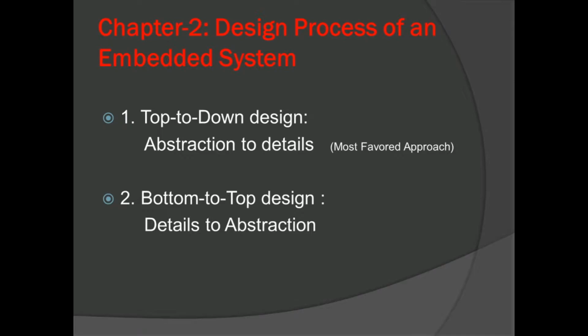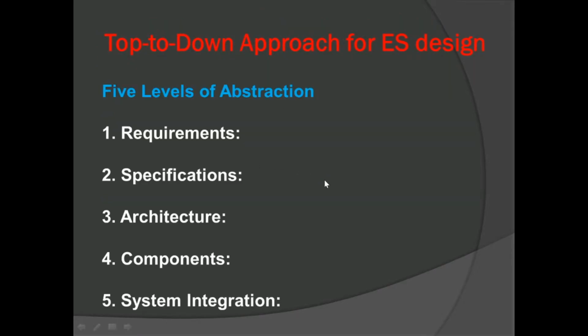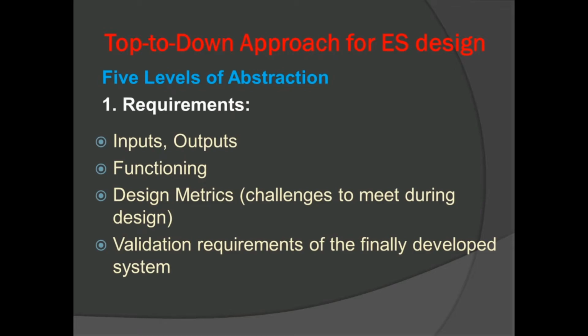Right? So let's follow the top to down design approach and let's find out the levels in the top to down approach. So as far as top to down approach of embedded system design, we have 5 levels of abstractions. First, requirement; second, specification; third, architecture; fourth, components; and fifth, system integration. Now let's go and see one by one in detail. First is requirements.